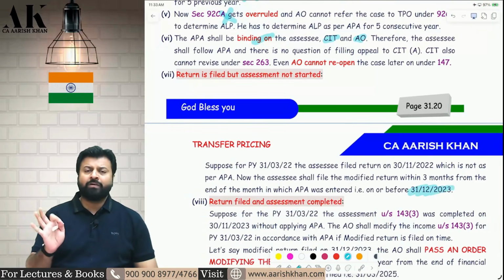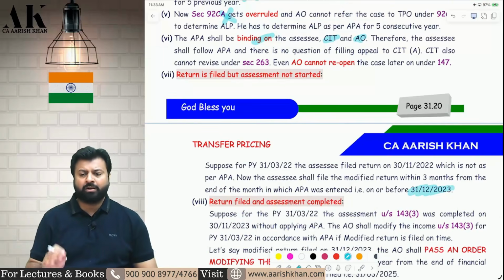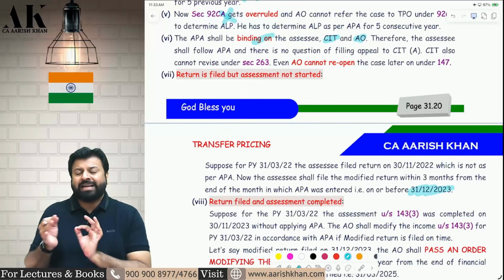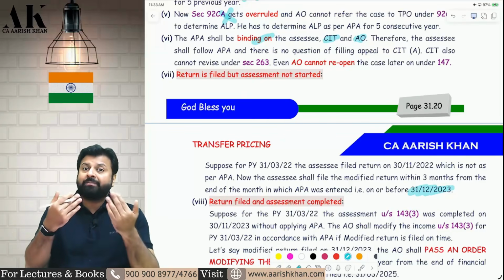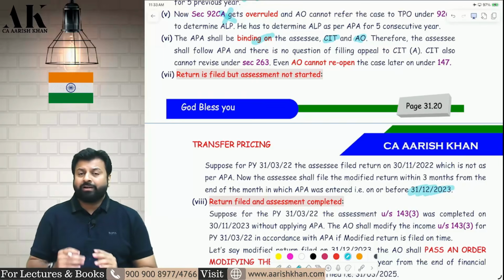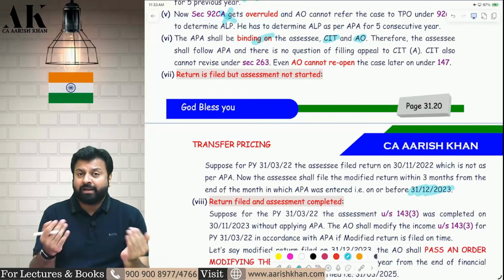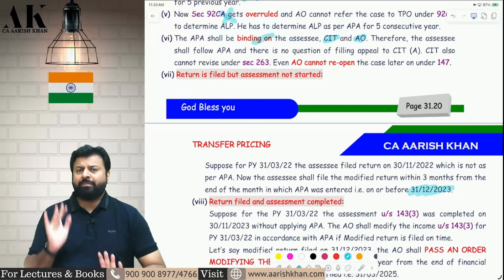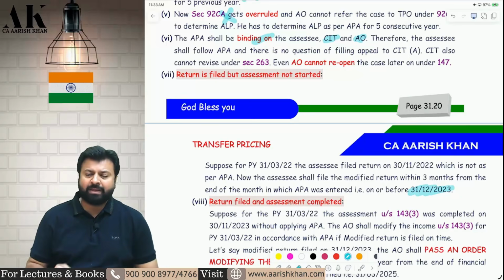In that case, the AO will do the assessment as per this particular modified return only, don't worry. But when you file the modified return, you have to change only those items which are covered in APA. You cannot claim deductions of new items. You cannot claim deductions of new items in the modified return. You will only change the modified return to the extent of giving effect to the APA. Nothing else will be covered in that particular APA. I hope it is clear to all of you.